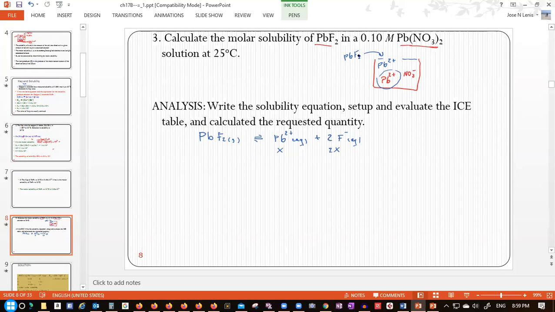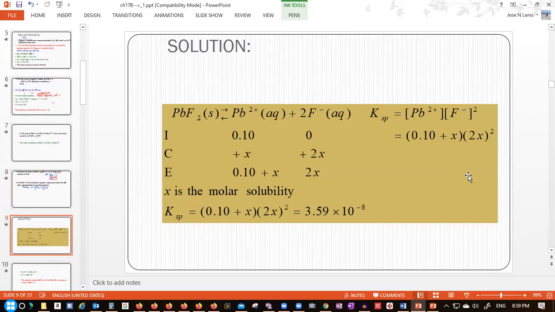Let's see what happens with the solubility. We need to do some extra steps, so I'm going to reorganize here. For that case, we need to draw an ICE table. I'll show you how to do it. So this is your ICE table.